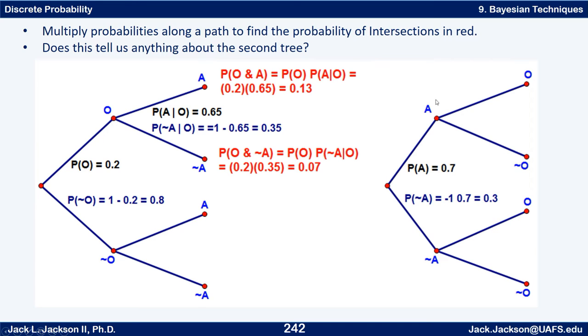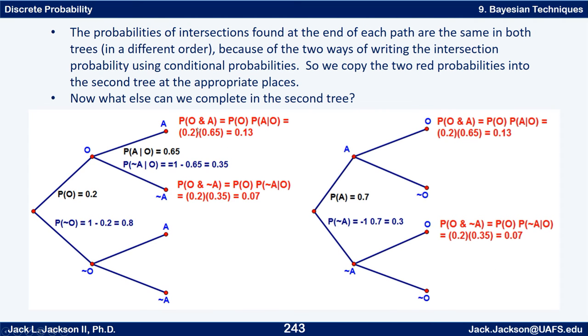Well, the thing to notice is if you multiply along this path, you get the probability that both O and A happen. If you multiply the probabilities along this path here along the top, you get the probability that both A and O happen. It doesn't matter which one you say first. The intersection of A and O is the same as the intersection of O and A. So the probability of this path right here is the same as this one right here. And similarly, you can find this one over here as well.